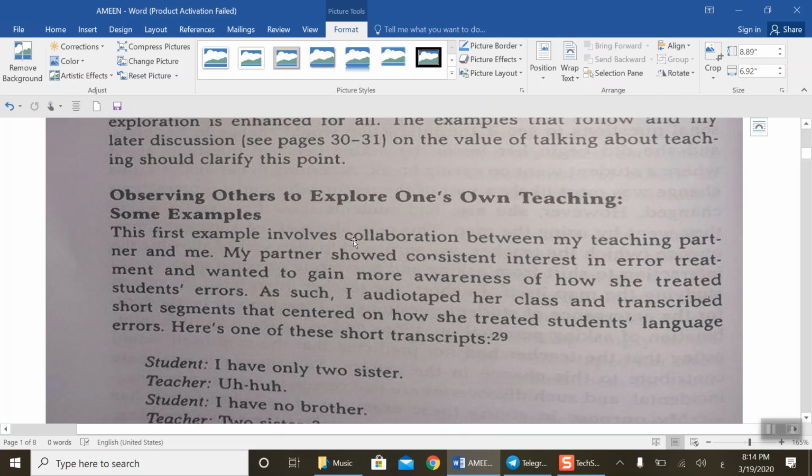The first example involves collaboration between my teaching partner and me. My partner, when I joined, showed consistent interest in error treatment and wanted to gain more awareness of how she treated students' errors. So what is the topic? How to deal with students' errors. For example, students make grammatical errors. How to treat the students' errors. For example, me with Mr. Ali, I want to see how Mr. Ali deals with the errors.